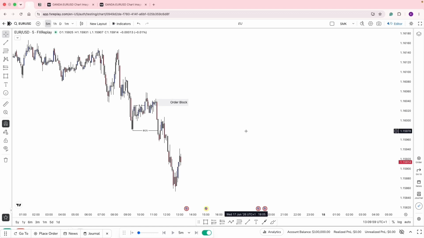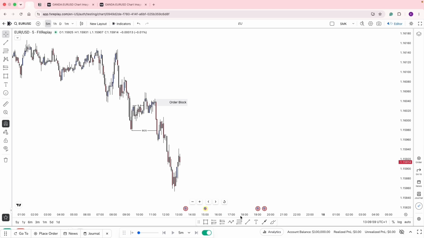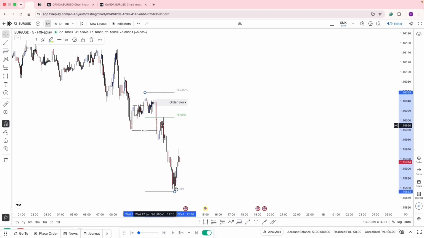So now we've got our 3 confluences, our liquidity sweep here, our break of structure there, and we've got fair value gaps. And we've now drawn out the order block, which is our 4th confluence. Now we can draw the Fibonacci tool. So we're going to draw it from this high to this low, which is from the top to the bottom of the range.